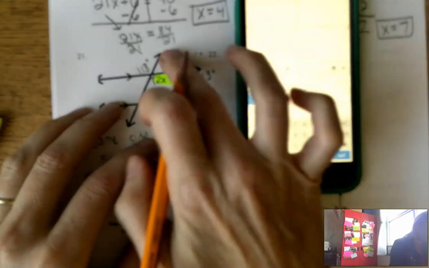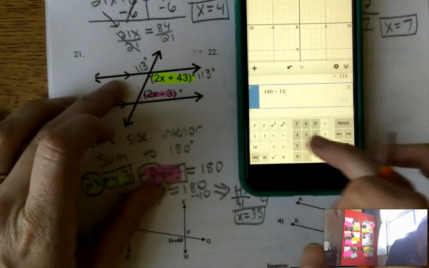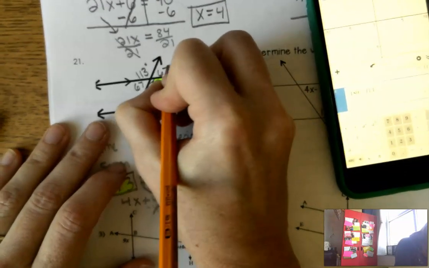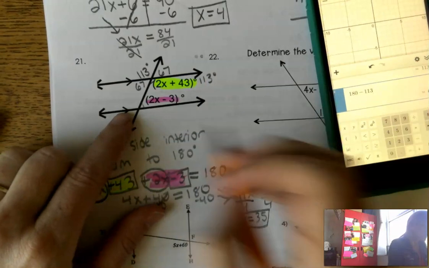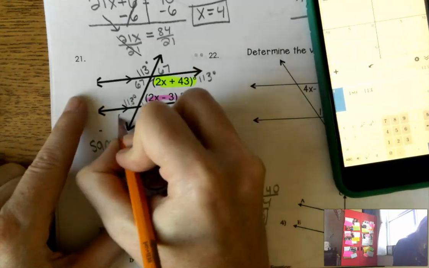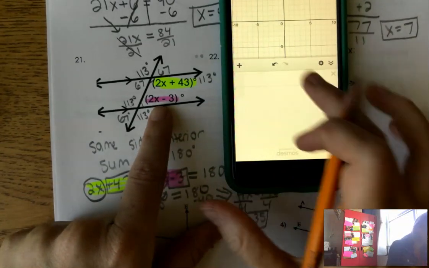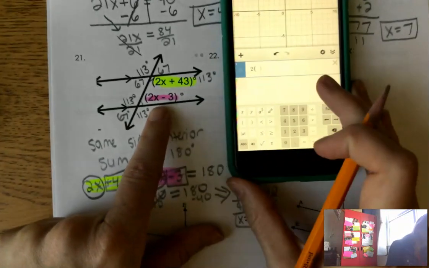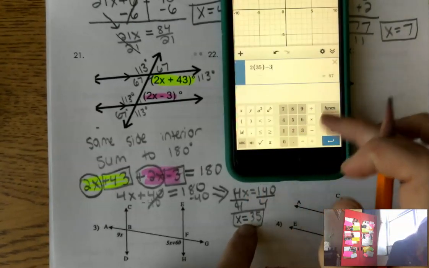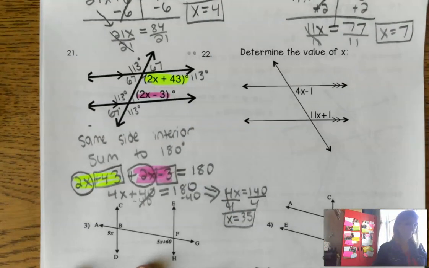Well, then what are these other two angles on this intersection? I can figure that out by doing 180 minus 113, and that gives me 67. Same with down here. These two are corresponding, so they're equal. This is 113, this is 113, this is 67. So that means this pink expression should also be 67. Let's confirm by putting x into it. So 2 times 35 minus 3 gives me 67. So I know that we did it correctly.